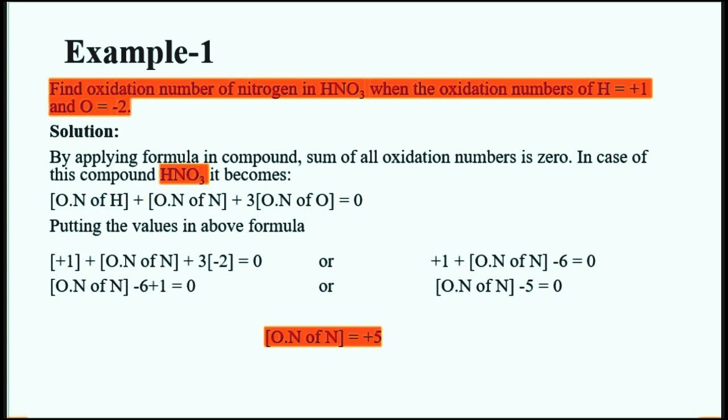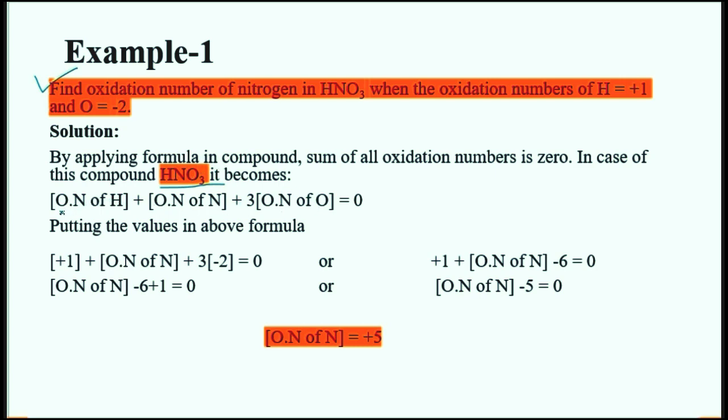Now we will see the examples. First of all, find the oxidation number of nitrogen in nitric acid, where the oxidation number of hydrogen is +1 and of oxygen is -2. For the solution, we apply the formula HNO3, the formula of nitric acid. First we write the oxidation number of hydrogen, then the oxidation number of nitrogen, then the 3 and then the oxidation number of oxygen.